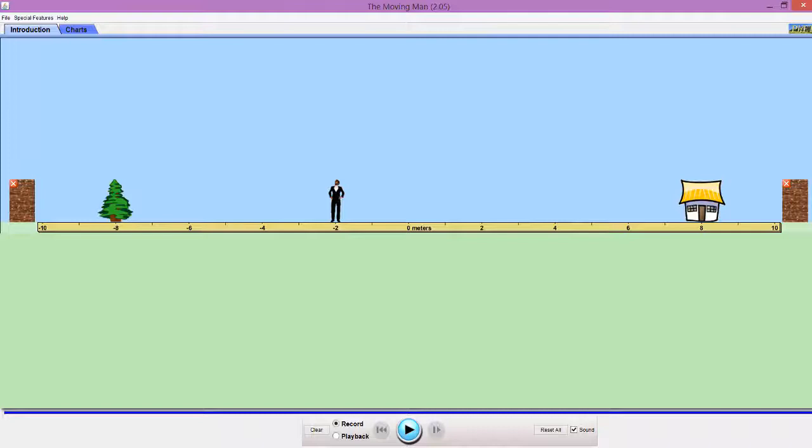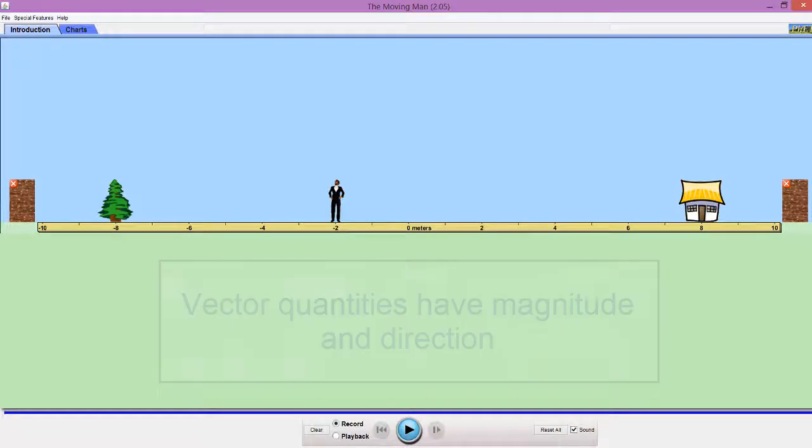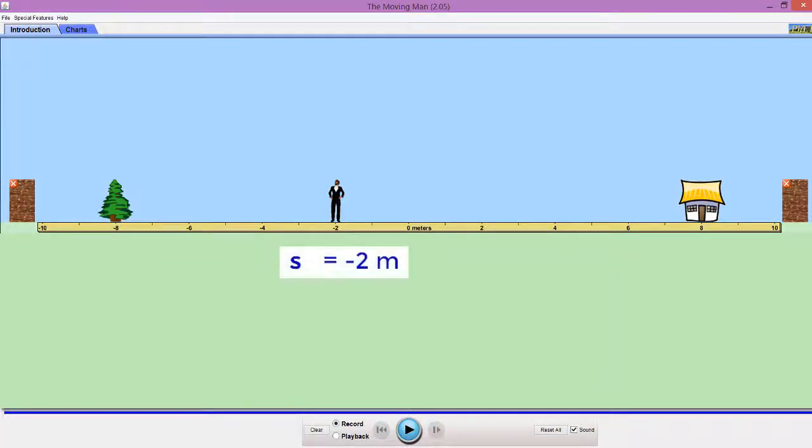This is because he's only 2 meters to the left of his starting point, even though he's travelled a total distance of 10 meters. This is the important thing to understand about displacement. It's how far away he is from the starting point at any given time, no matter how far he travelled to get there. Displacement is a vector quantity. This means it has both magnitude and direction. So when we write S equals minus 2 meters, we mean there is a displacement of 2 meters to the left.